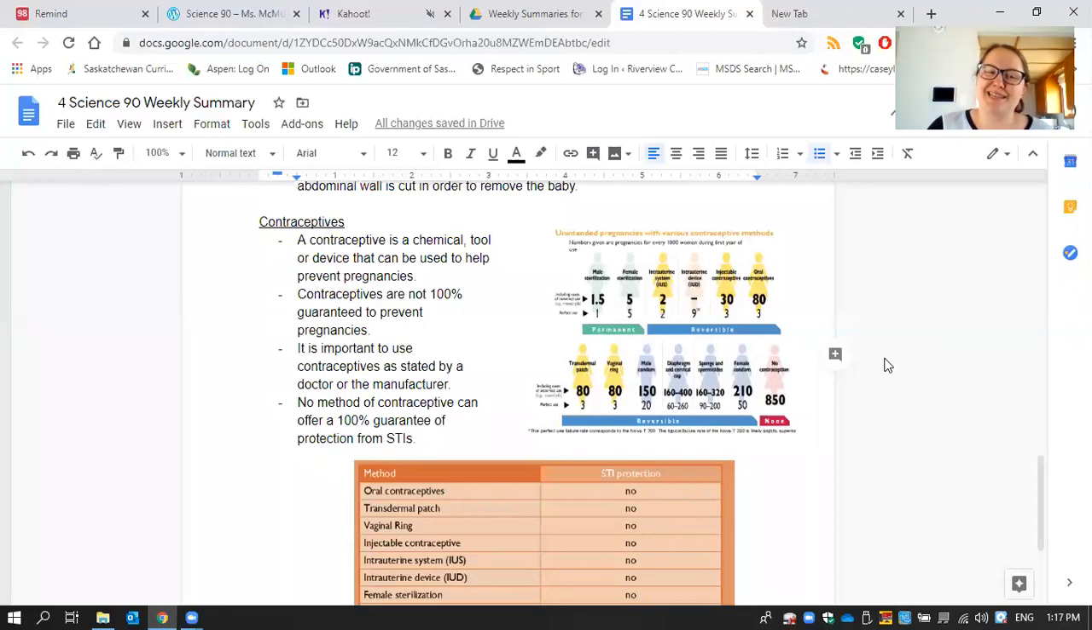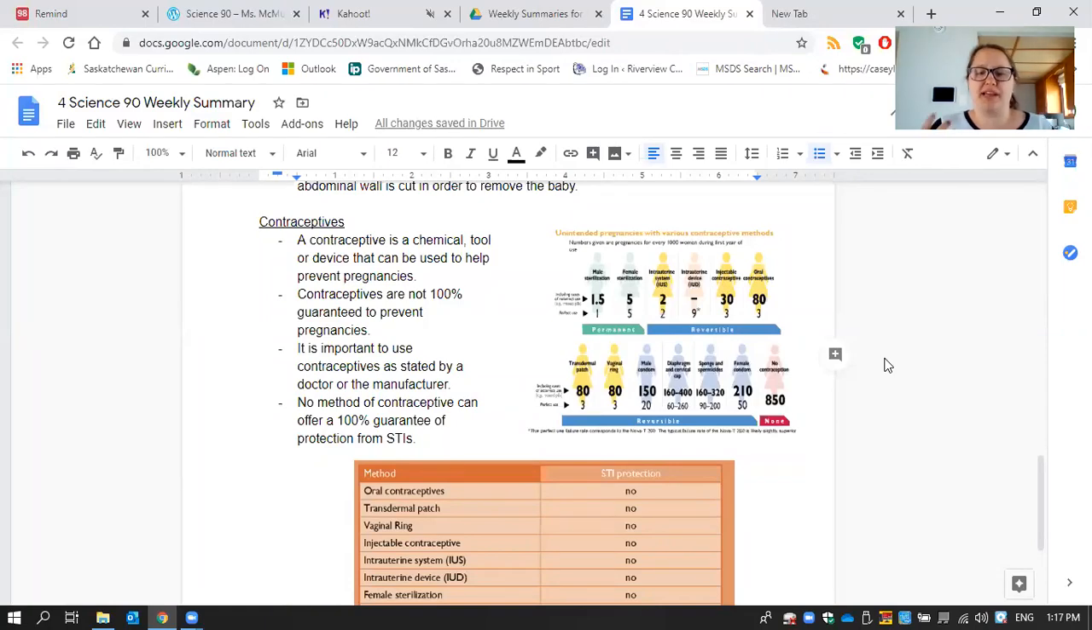Okay, and then the last thing that we talked about was contraceptives. A contraceptive can be a chemical, a tool, a device. Typically, if you have a device or a tool, it's usually injecting some sort of chemical into you, and it's used to prevent pregnancies. And I guess in itself it can even help to prevent some STIs as well, depending on which sort of contraceptive you're working with. But they're mainly to prevent the pregnancies.